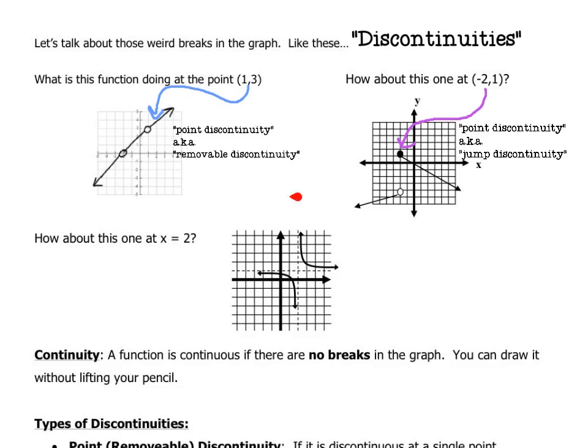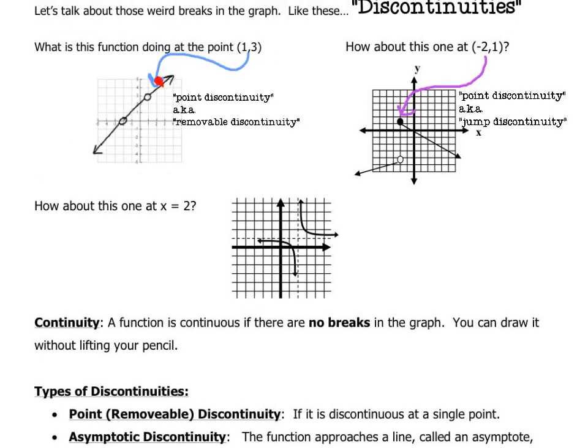So both of these are examples of point discontinuities, and if we want to get more specific, this is a removable discontinuity, and this is a jump discontinuity. Okay, and another name for the removable discontinuity is a hole. So sometimes you will hear it referred to as a hole, and we'll get into more detail about these discontinuities later on this year.